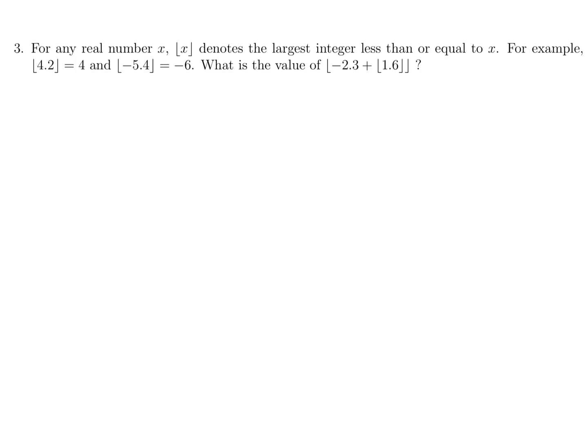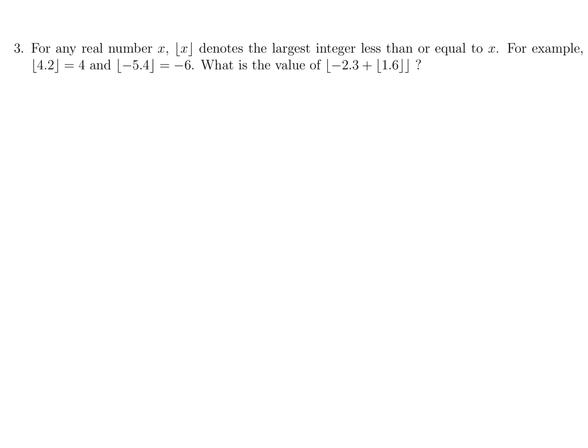For any real number x, the bracket of x denotes the largest integer less than or equal to x. So for example, the bracket of 4.2 is 4, and the bracket of minus 5.4 is minus 6. What is the value of the bracket of minus 2.3 plus the bracket of 1.6?